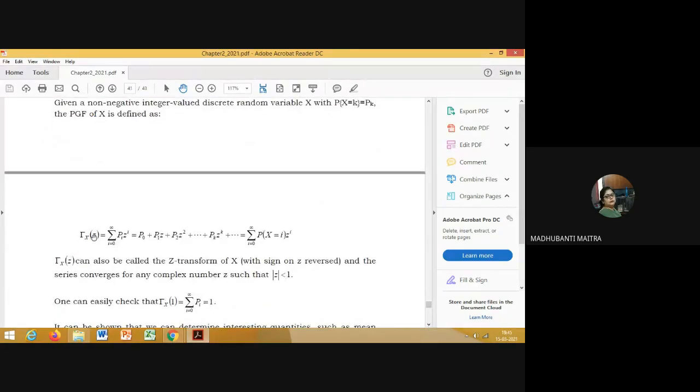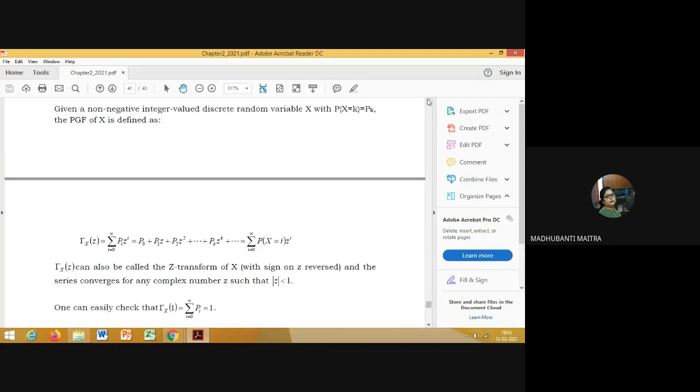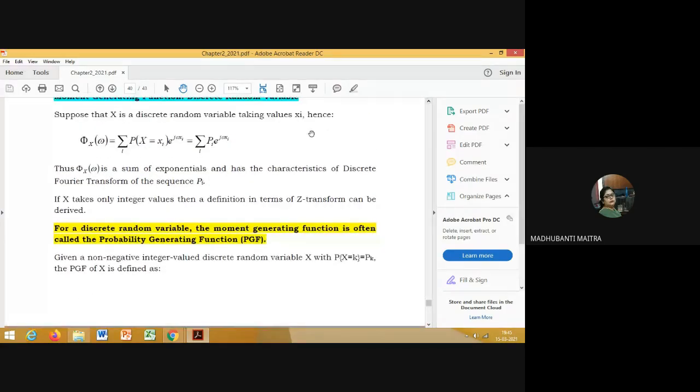tau z. The argument is z, and it's the probability generating function of this discrete random variable x. So tau z will be equal to summation i is equal to 0 to infinity pi z to the power i. It will be replaced by z to the power i. This part will be replaced. Do you have any question?